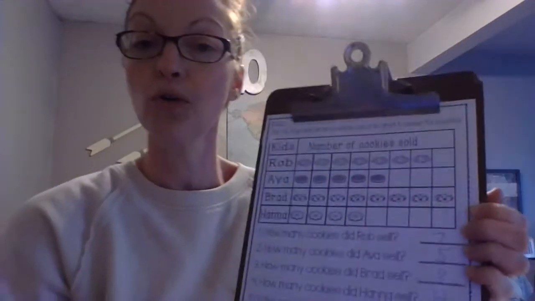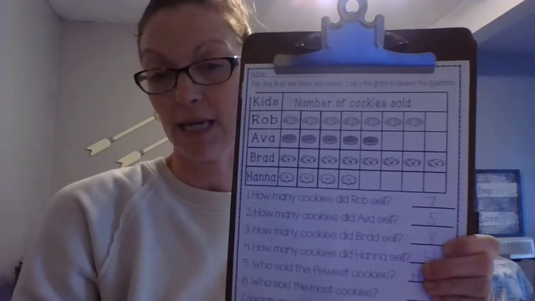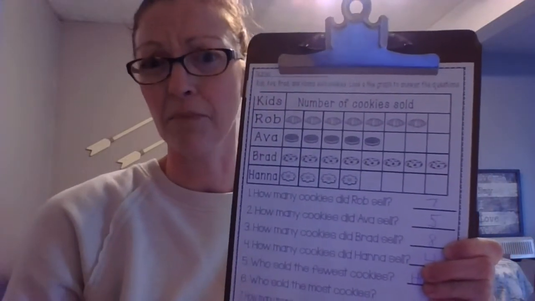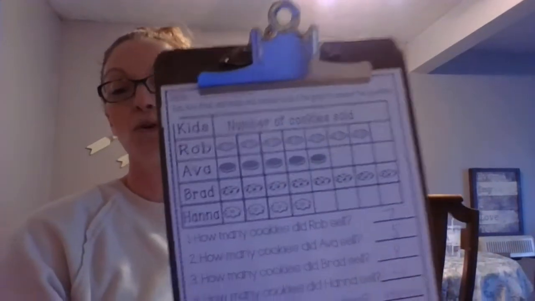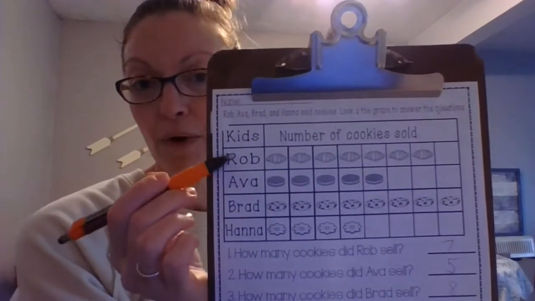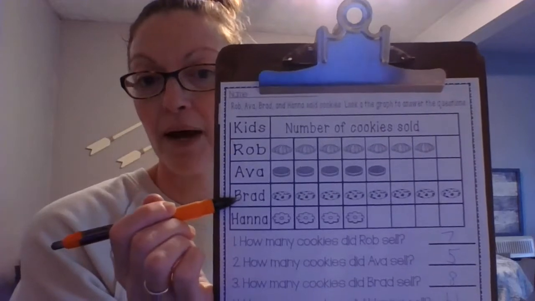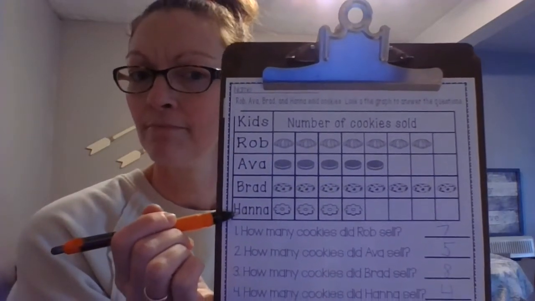Absolutely. Hannah. Who sold the most cookies? I feel like most is easier. Most means, yep, big. Who sold the most? Rob, Ava, Brad, or Hannah? Look carefully.